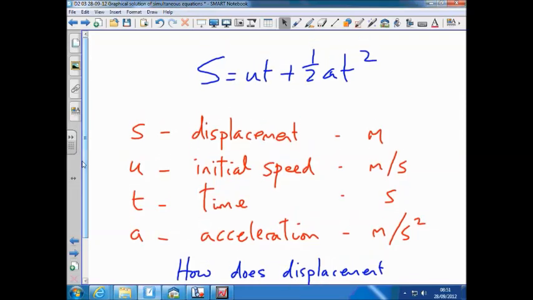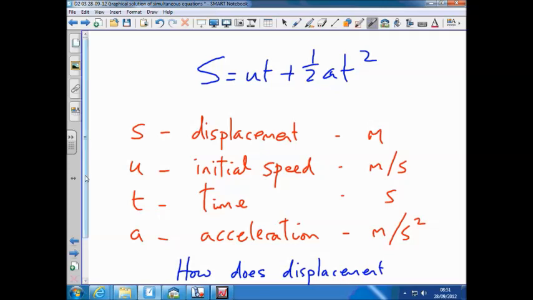There's a function that you might recognize. It's one of the equations of motion that describes the displacement, S for displacement, not S for speed, and how that varies with the initial velocity, the time, and the acceleration. Okay? How many variables are in that function? 4. S, U, A, and T. Okay?